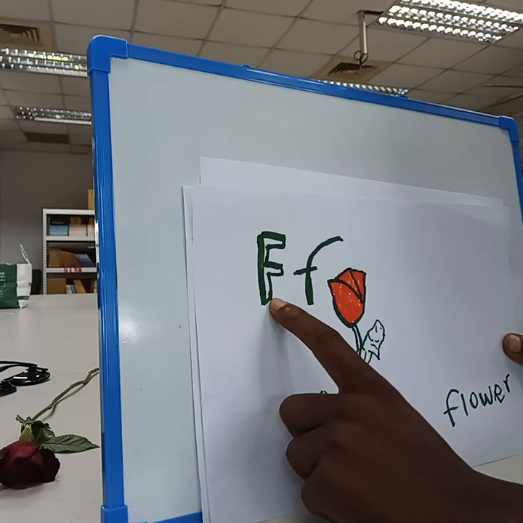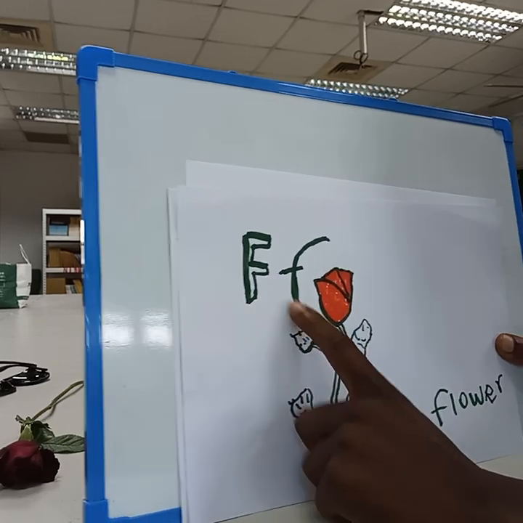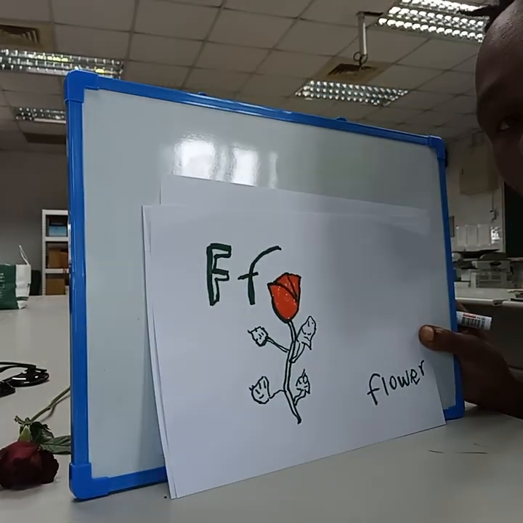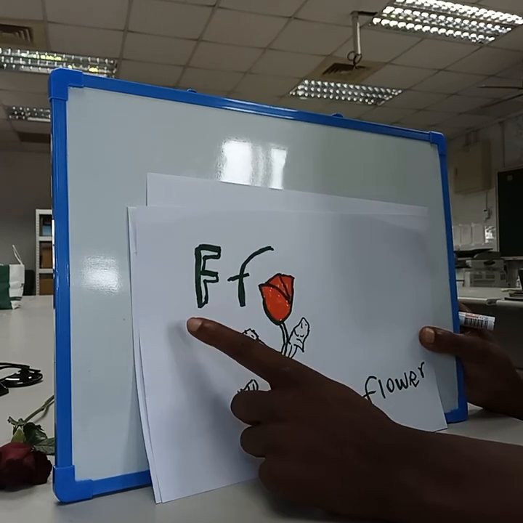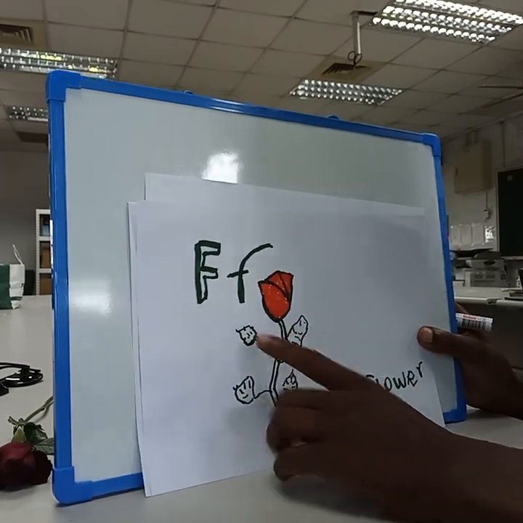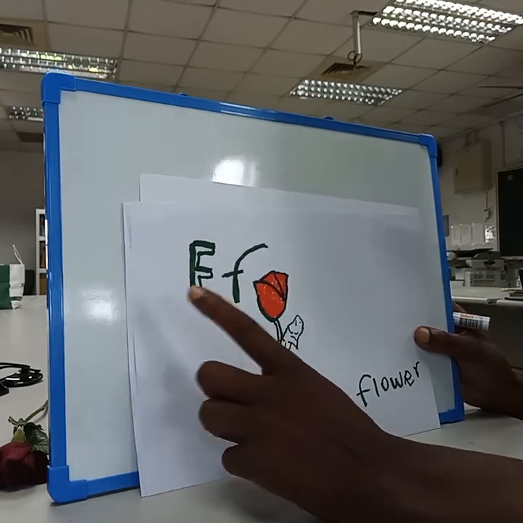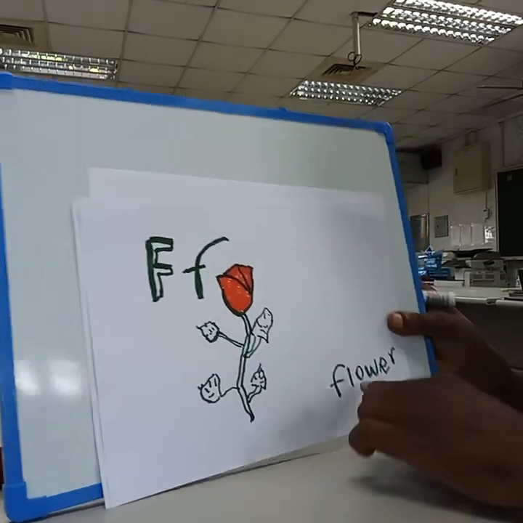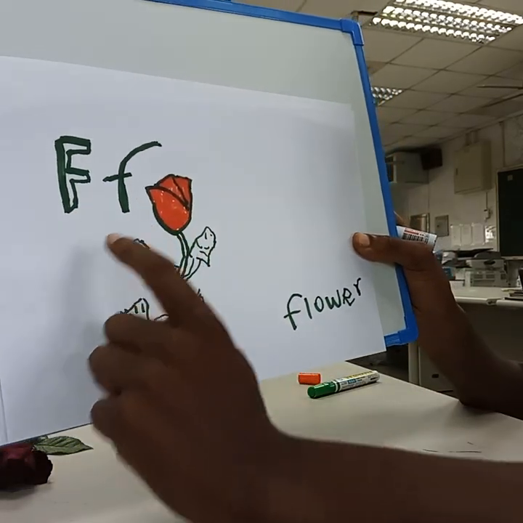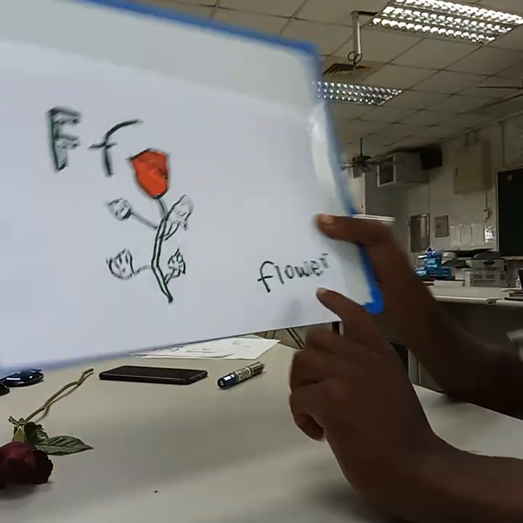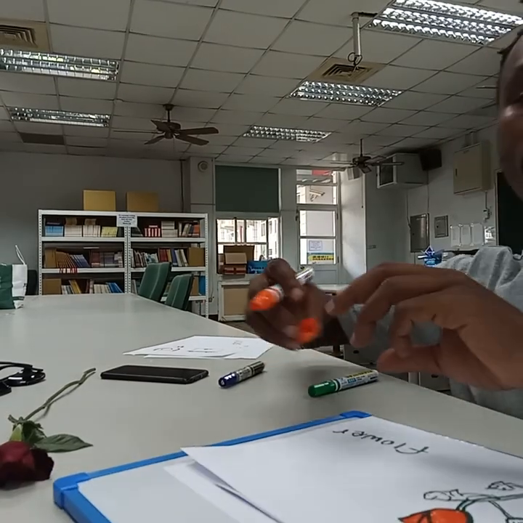F. Big F, small f. Say it, please. Big F, small f. F. Flower. Flower. Flower. Excellent. All right.